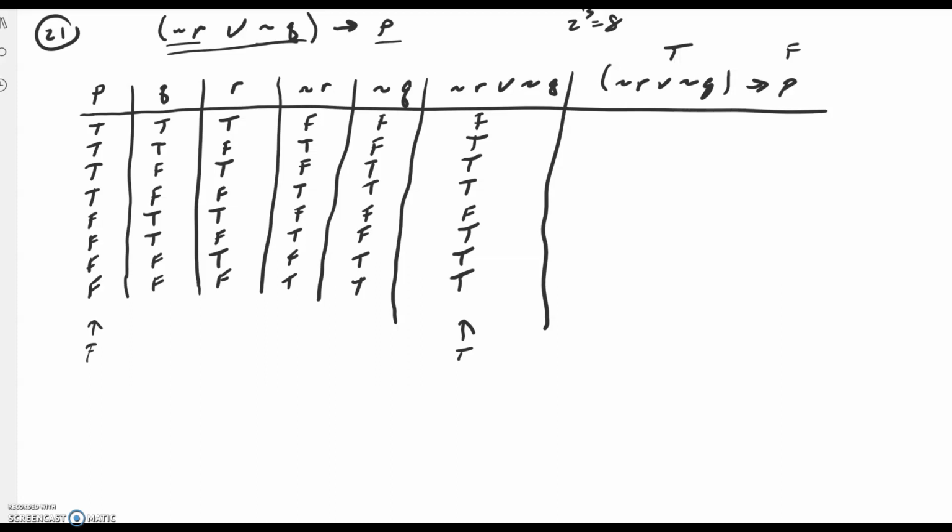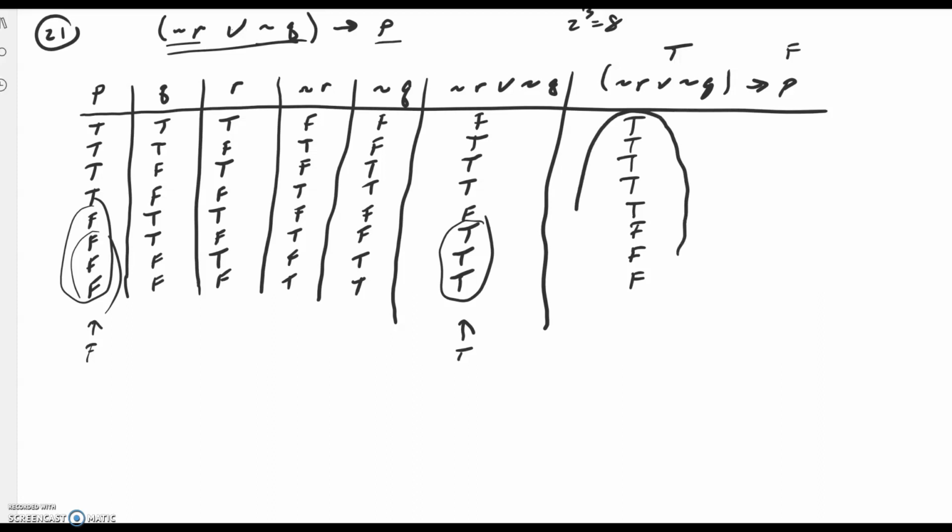Well, the only place that can happen is where these are false, and so it looks like the last three are broken promises, because the last three have truths here and falses here, and so those are false. But the other five on top are true. This then is the answer to our truth table.